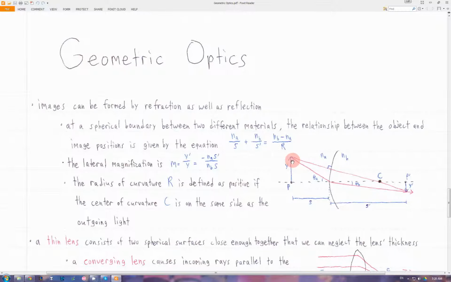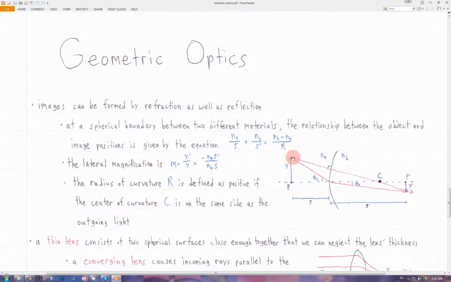So this ray is already along the normal line. It's going through the center of curvature, so it is not deflected through refraction. So it just continues on a straight line through the center of curvature.